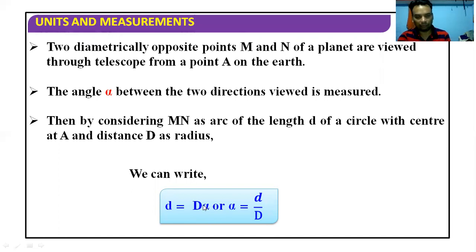So with the help of the parallax method, it is very easy to find out the distance of a faraway object from the surface of earth. Second, it is very easy to find out the diameter of any star.